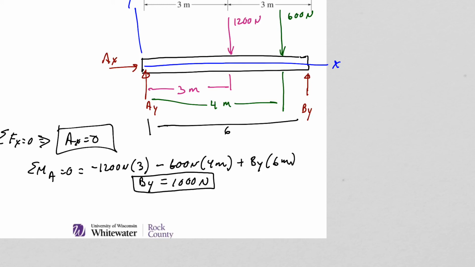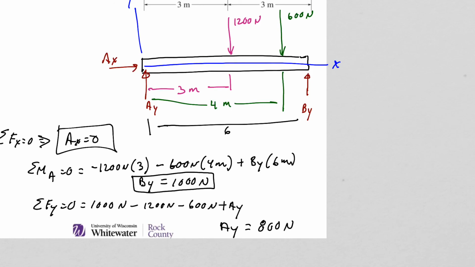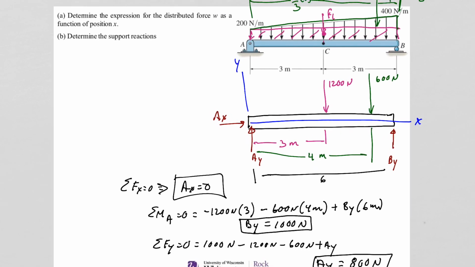And then the last step is to sum forces in the y direction equals 0. And if we do that, we have 1,000 newtons, which we just calculated for BY, minus our 1,200 newtons, minus our 600 newtons, plus AY. Solving for AY, we get AY equals 800 newtons. And there we go. That is the way to solve this problem using composite shapes.